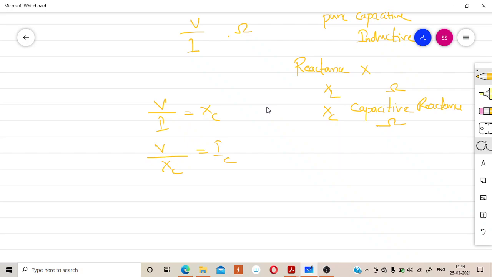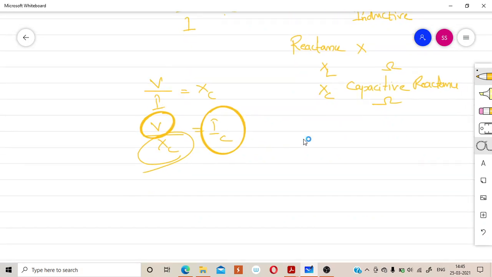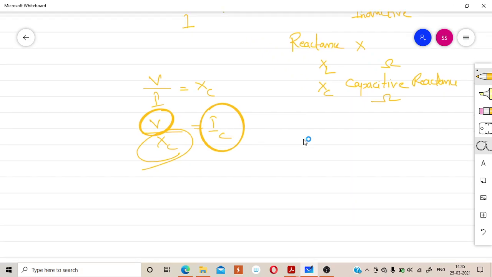Okay, so if you know the RMS value of voltage and the Xc capacitive reactance value is also given, then you can find out the RMS value of the current through the capacitor. And if any two of these are given, then you can find out the third one by this formula.